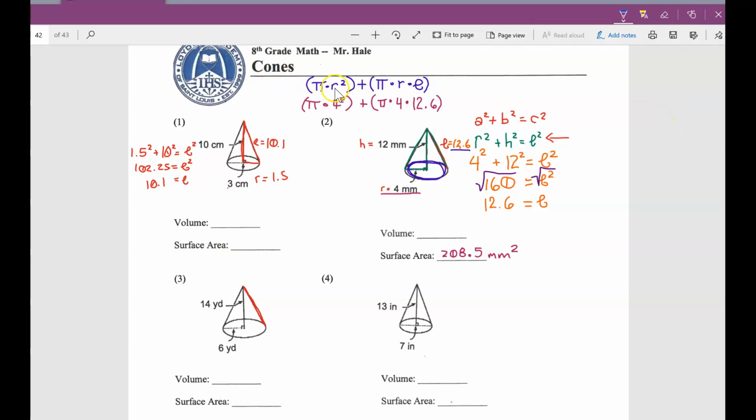Pi times radius squared plus pi times radius times slant. So we need to do pi times radius squared. We know our radius is 1.5, plus pi times radius, which is just 1.5, times our slant, which is 10.1. And then we can punch that into our calculator.